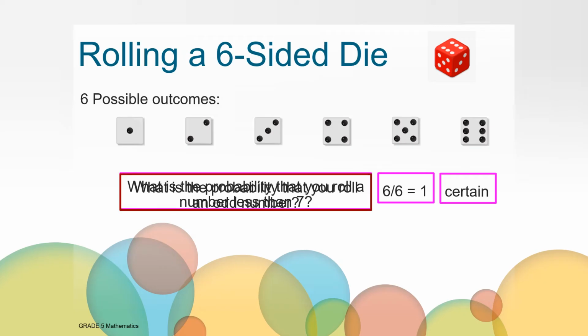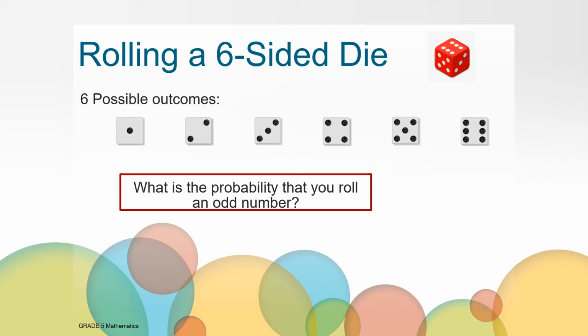What is the probability that you roll an odd number? Well, how many odd numbers are listed? Just 1, 3, and 5. So 3 possibilities out of the 6, or 1/2, means that it is equally likely that you will roll an odd number as you would not roll an odd number.